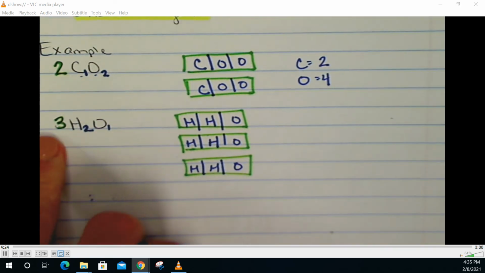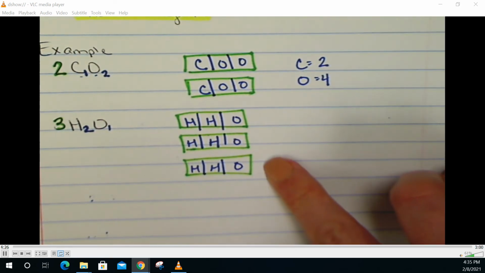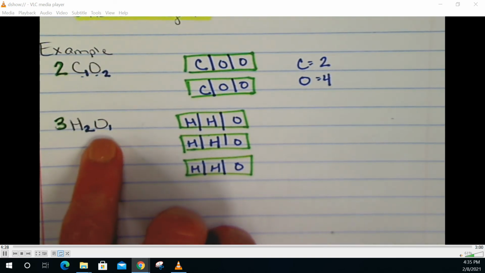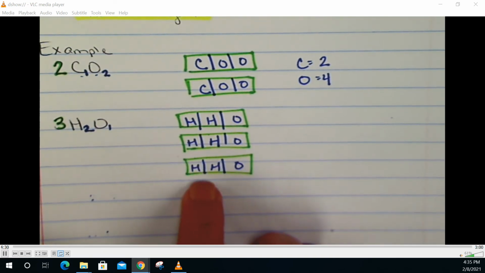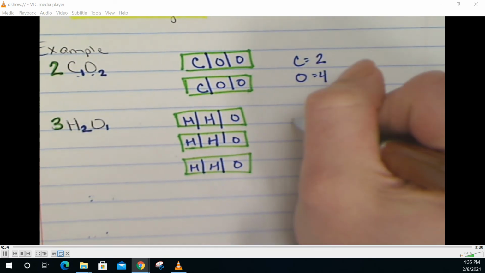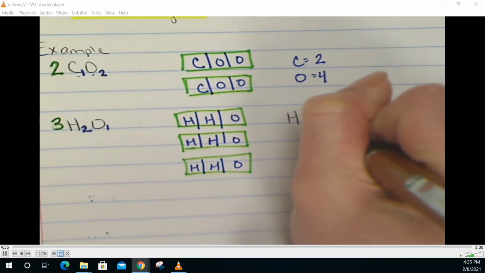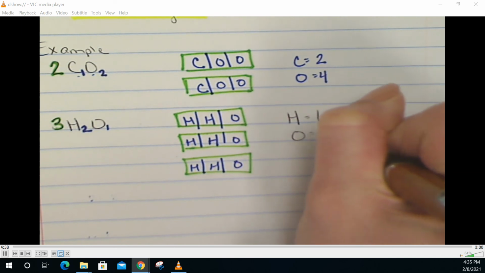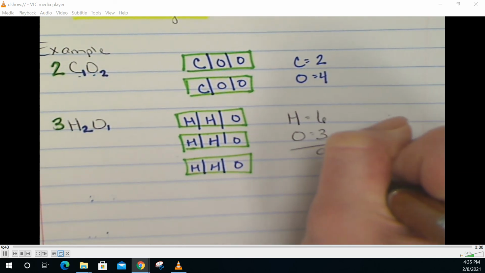So that big 3 tells me that I have 3 molecules, but these subscripts are telling you how many you have in each. So if we're going to count them, hydrogen would be 6 and oxygen would be 3, a total of 9.